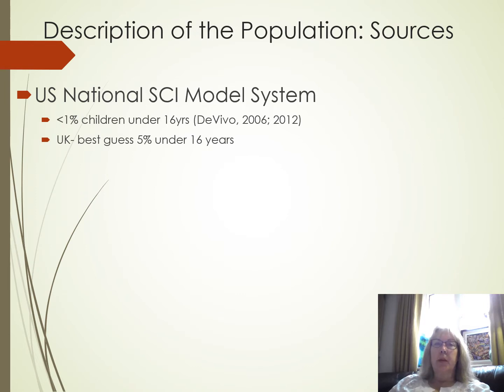Getting to know what the population is actually difficult. There aren't good figures anywhere in the world. Probably the better one is the US National Model System, and they feel that only 1% of people with spinal cord injury are children under 16. We think within the UK, out of the spinal population, probably 5%. Difficulties arise whether we're comparing traumatic and non-traumatic together.